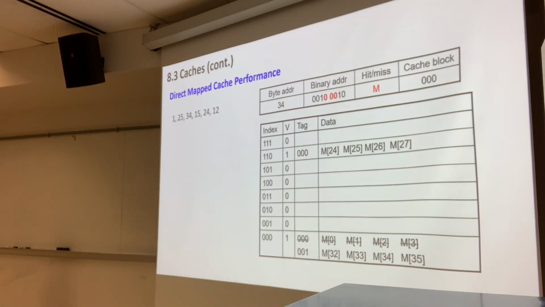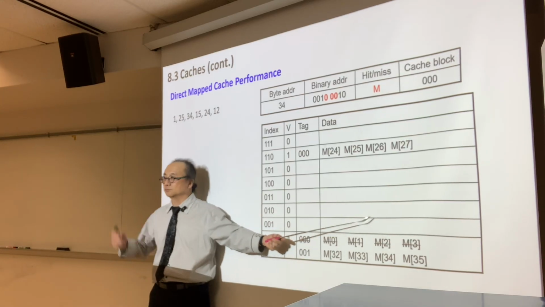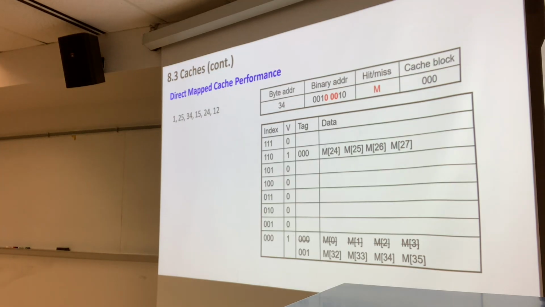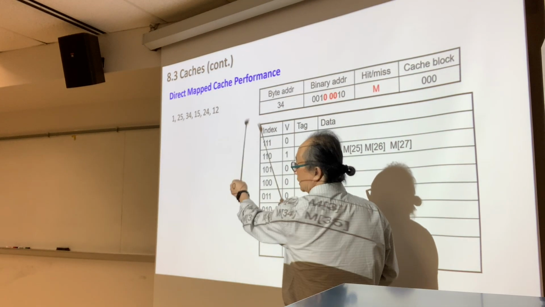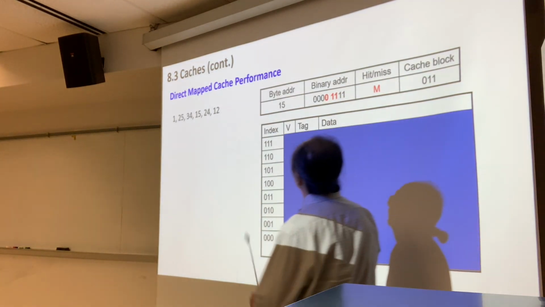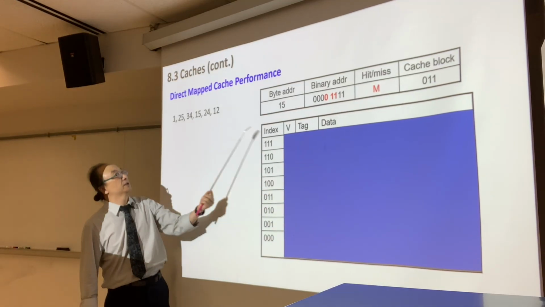For your quiz and exam, don't erase this guy, just scratch it out, and then re-enter the new data underneath. You need to keep track of hits and misses as well. I'll have another column and say hit or miss. Next, 15 is 0, 0, 0, 0, 1, 1, 1, 1. Again, this is a miss.